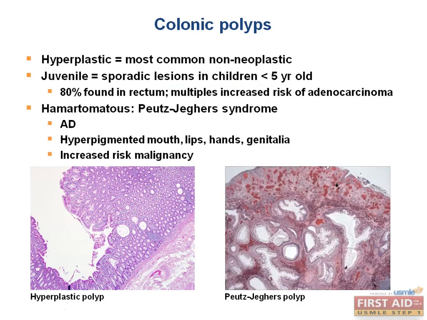The Peutz-Jeghers syndrome is an autosomal dominant disease with multiple non-malignant hamartomas throughout the GI tract. Patients often have hyperpigmented mouth, lips, hands, and genitalia. This genetic disorder has a high risk of colorectal cancer and other visceral malignancies, such as pancreatic and breast cancer.